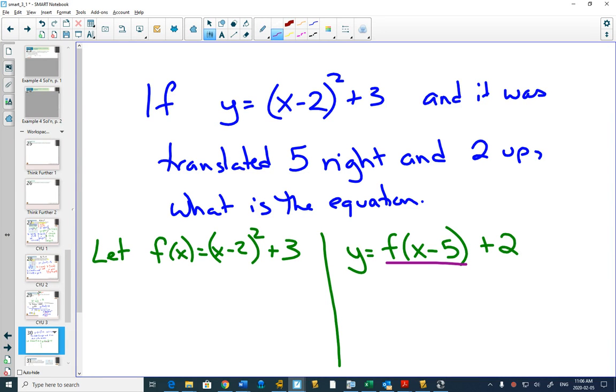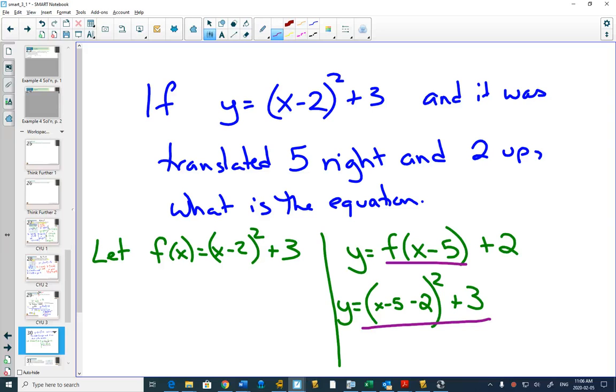This means I take my function, and wherever I have an x, I replace it with x minus 5. So what would that look like? There's my x. I'm going to replace it with x minus 5. Then I have minus 2 squared plus 3. Can you see that all that's happened is the x got replaced with x minus 5?